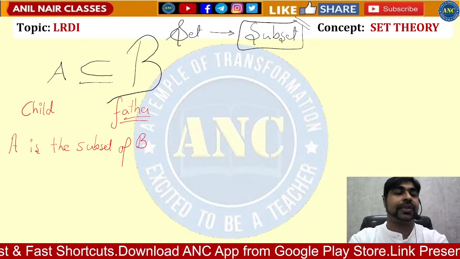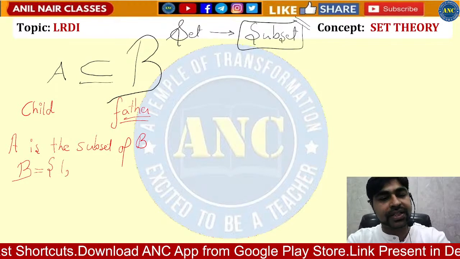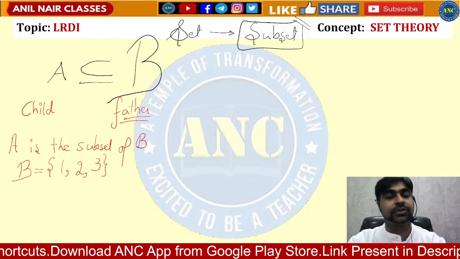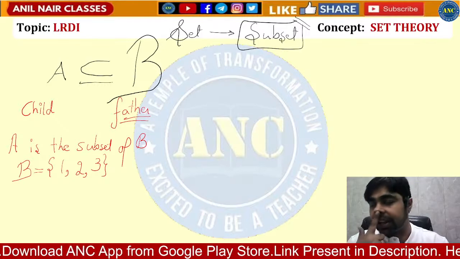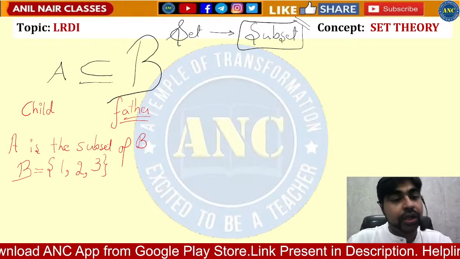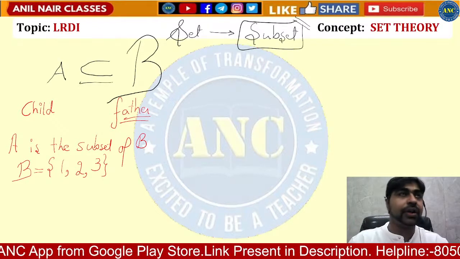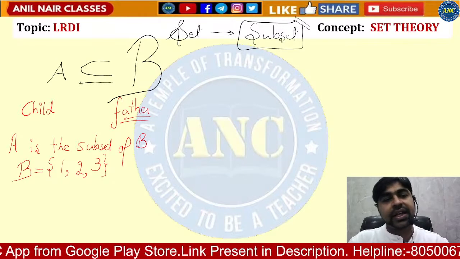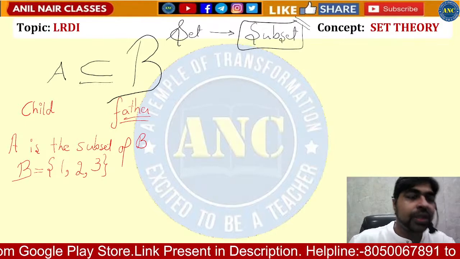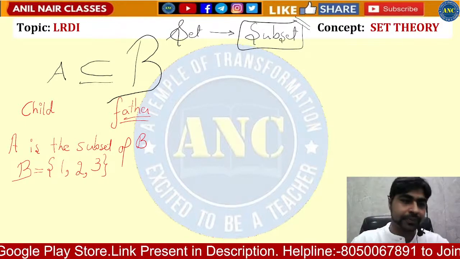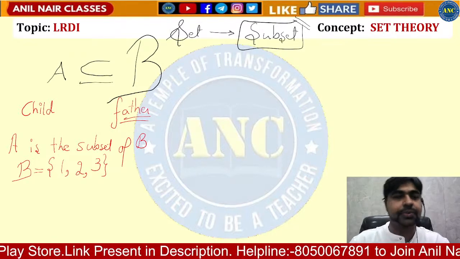So if B is having 3 elements in it, 1, 2 and 3, and I want to say here how many subsets this particular set can have. Let's imagine something like this. If B is a father and he has 3 properties, how many properties can A take from B? Is my question.